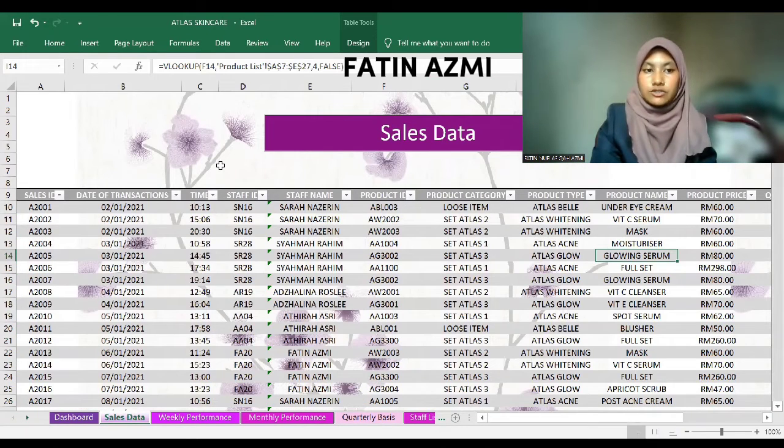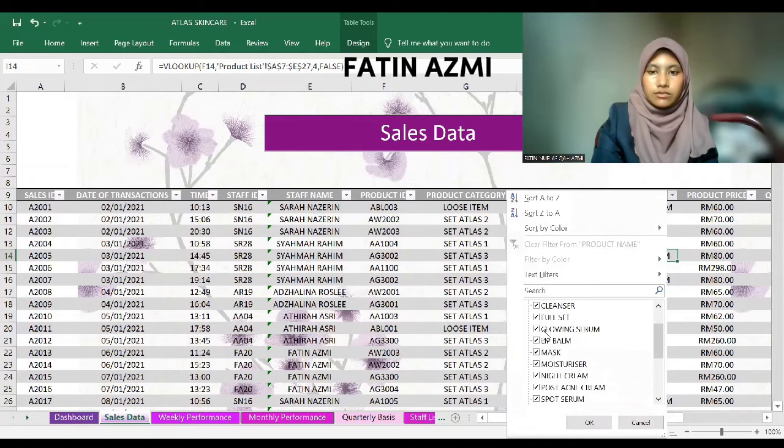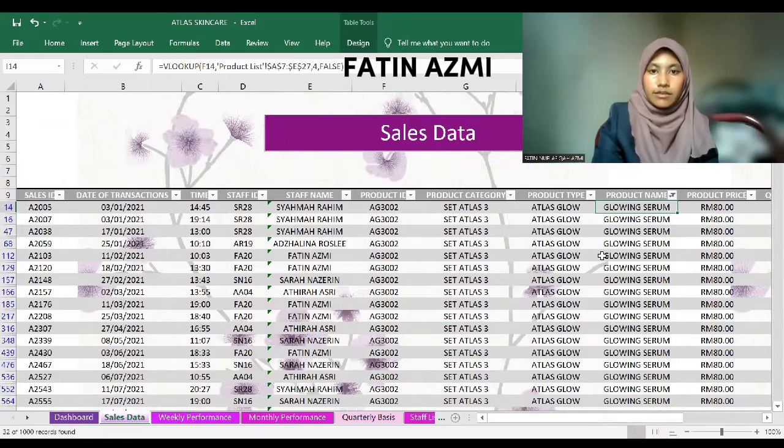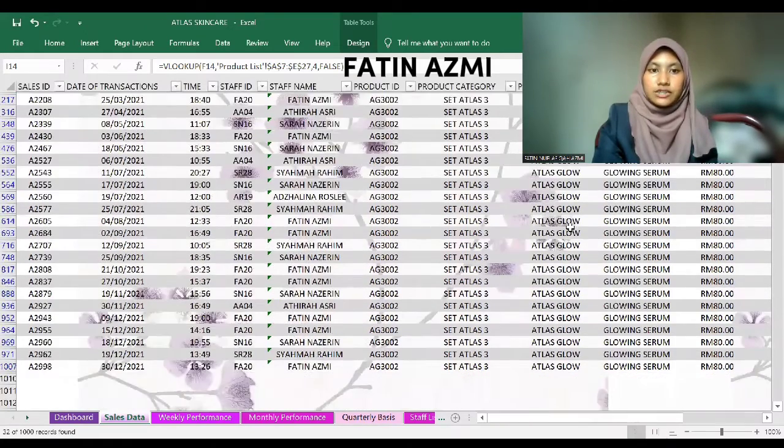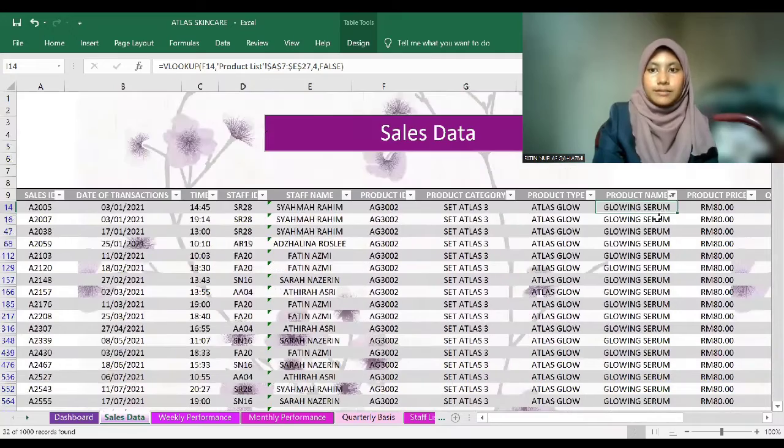Lastly, we use the filtering function. It makes it easier for us to find specific data in our sales data. For example, if I want to look for glowing serum transactions that had been made over the year, the filtering will only show the glowing serum transactions that had been made throughout the year.